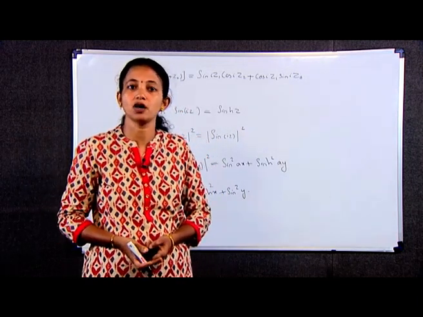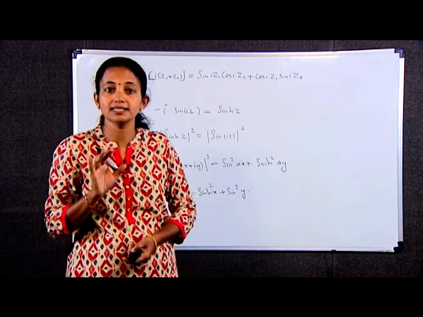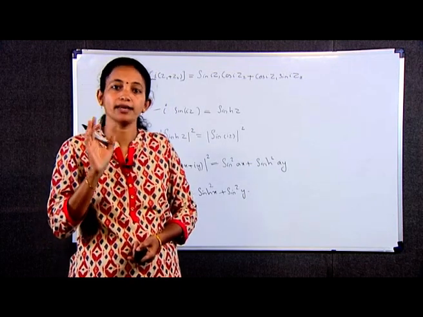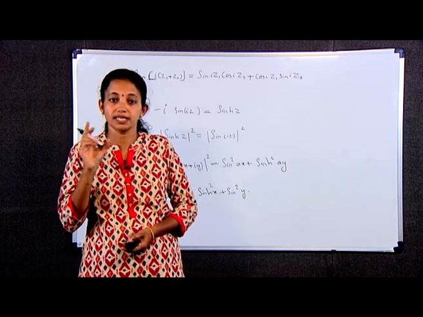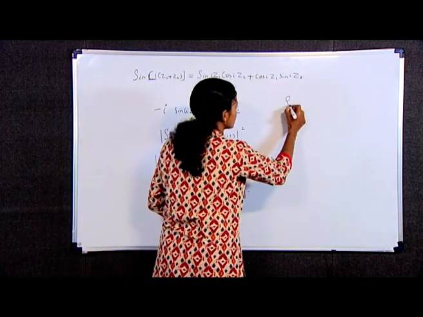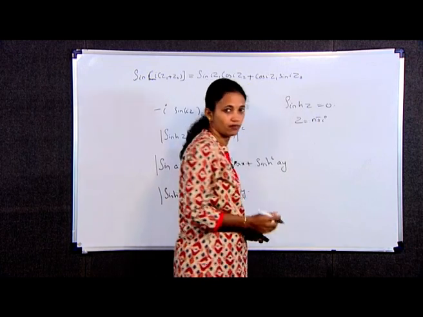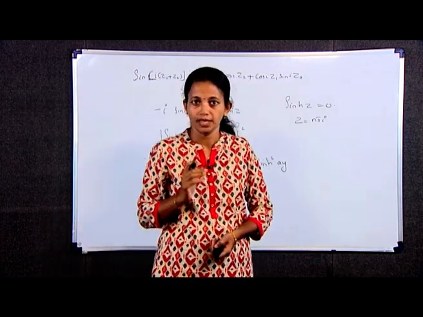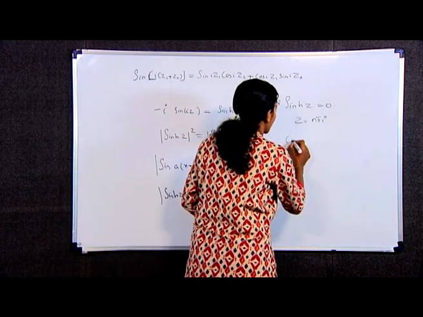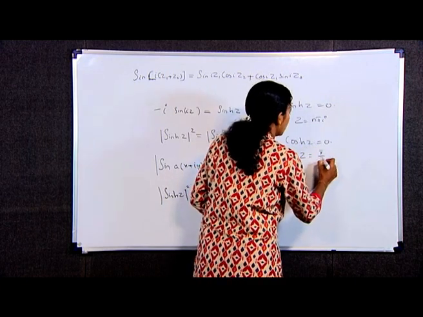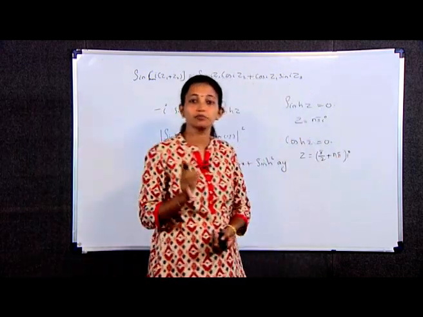Periodicity. In view of the periodicity of the trigonometric functions sin z and cos z, it follows from the relations 3 and 5 that sinh z and cosh z are periodic with period 2 pi i. Also from equations 3 and 5, it follows that sinh z is equal to 0 if and only if z is equal to n pi i, where n varies over 0, plus or minus 1, plus or minus 2, etc. And cosh z is equal to 0 if and only if z is equal to pi by 2 plus n pi, with n again varying over 0, plus or minus 1, plus or minus 2, etc.